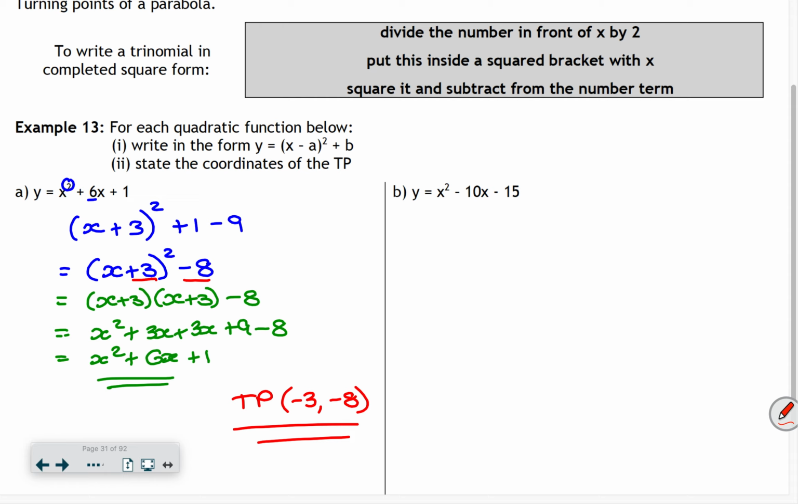Right, let's take a look at the second one. So we have x squared minus 10x minus 15. So do the same process, half the middle number, drop the x, take the square up. So that will give me y is equal to (x minus 5) all squared, take away 15. And then I want to take away the square of the number inside the bracket. The number inside the bracket is going to be minus 5, and if I square minus 5, I get positive 25. So it's going to take away 25.